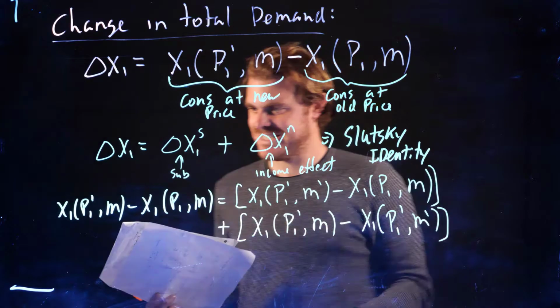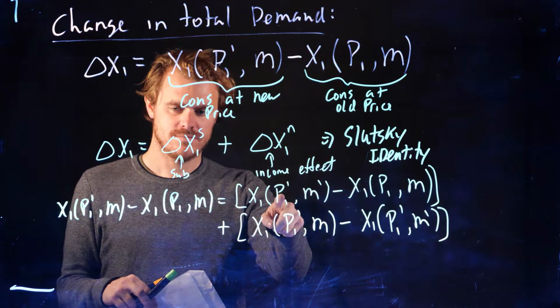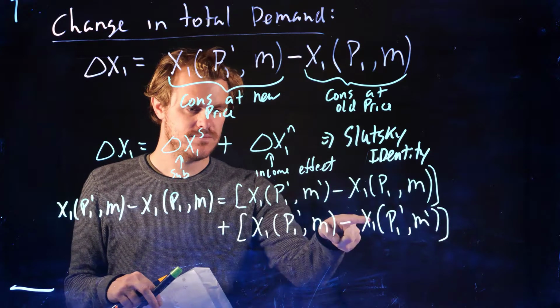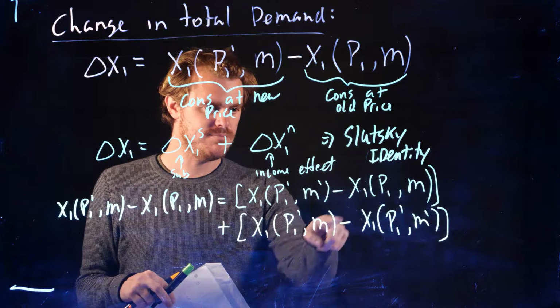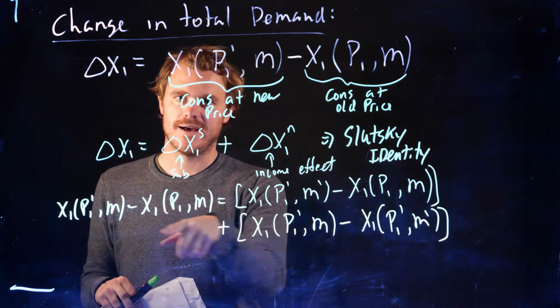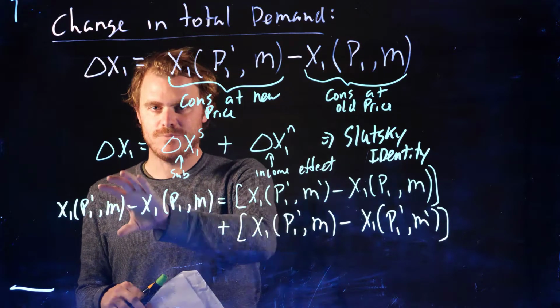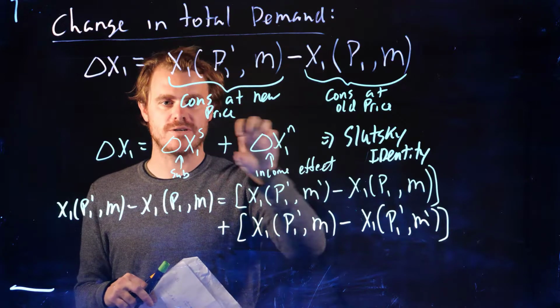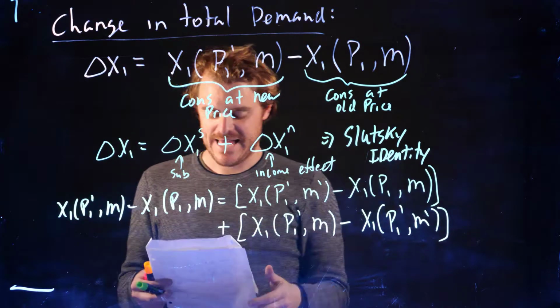And now let's look at the left and right side. Well, these two cancel out. And then we're just left with X1 at P1' and M minus X1 at P1 and M. Well, that's exactly what's on the left-hand side. So this is kind of trivial, right? But I'm just showing you that with our definitions, the total change is equal to the substitution and the income effect.